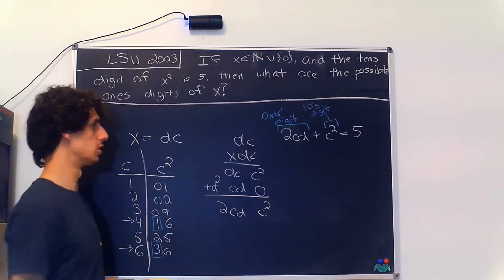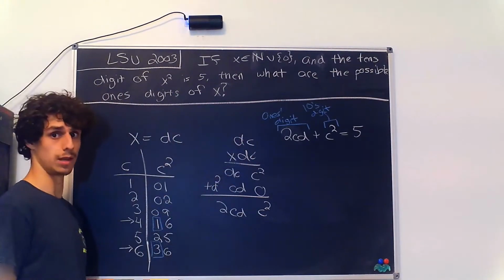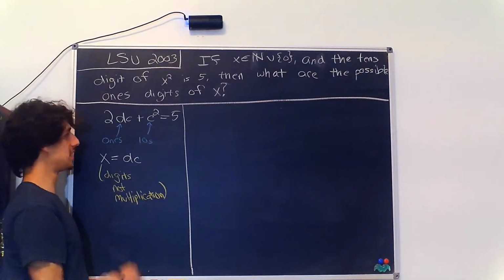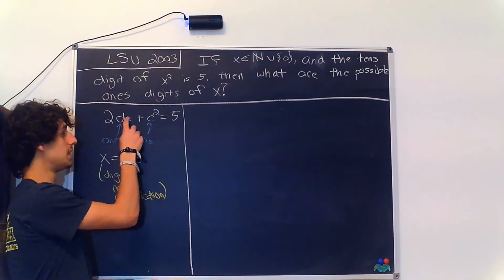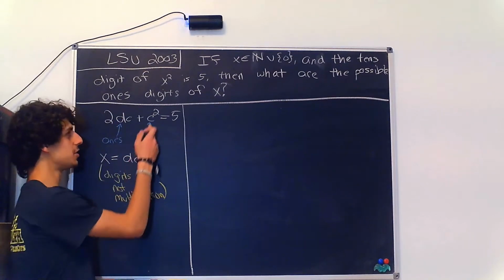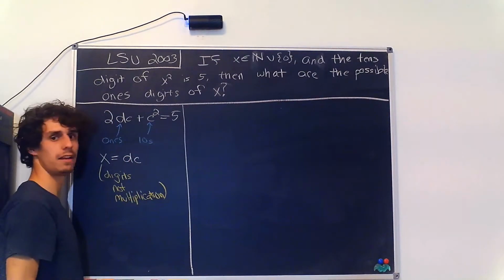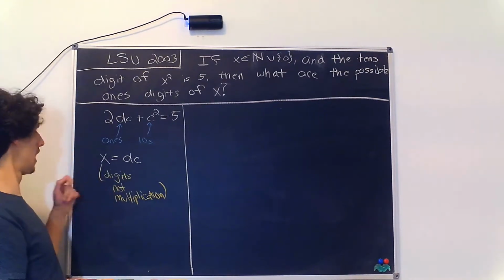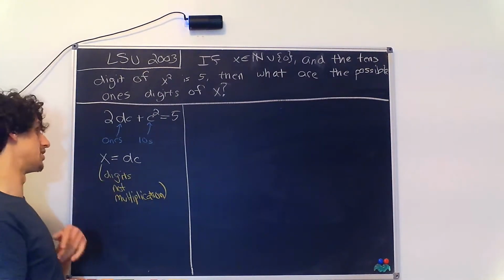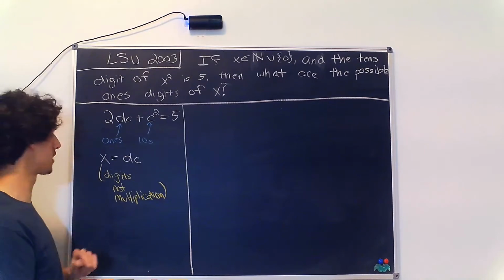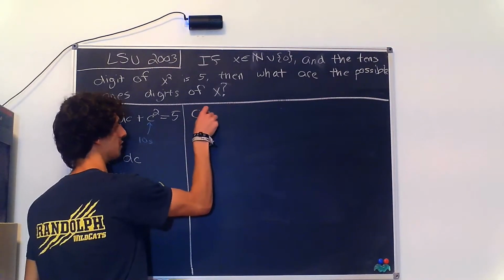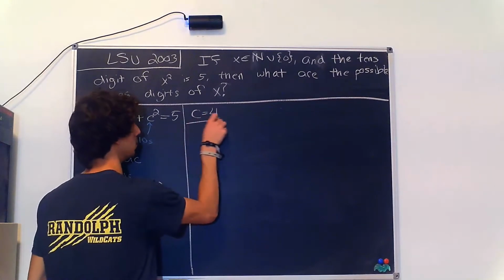So let's go ahead and look at that in two cases after we've cleaned up the board. Okay, so I've moved our setup over here to the left side, and that tells us the ones digit of 2 times C times D plus the tens digit from C squared is equal to 5. And then we have this combination of digits DC equals X. And I wrote down that these are digits, not multiplication, here for X. So now we wanted to look at the two cases, one where C is equal to 4 and the other where C is equal to 6.